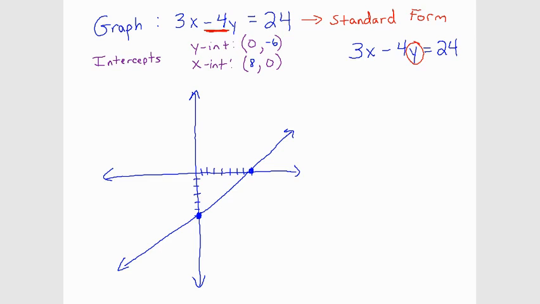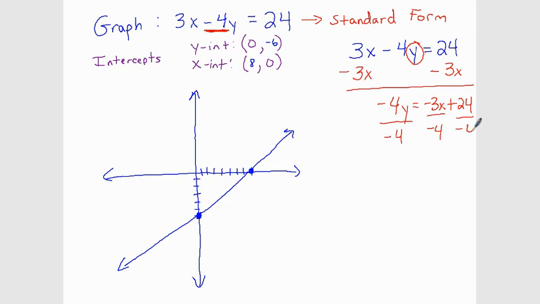So I'm going to start by subtracting 3x. And I get negative 4y. Don't forget to carry down the minus as a negative now. And I'm going to write it as negative 3x plus 24. 3x and 24 are not like terms, so we can't subtract them. And then the last step is, so I can undo this multiplication of negative 4, I'm going to divide everything by negative 4. So this will cancel, and I'm left with y. That's my goal. I just got to do the rest of the calculations.